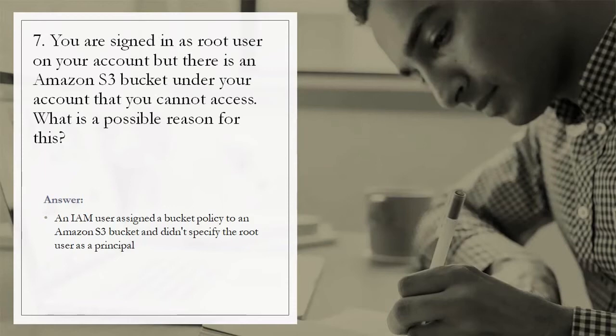With IAM, you can centrally manage users' security credentials such as access keys, and permissions that control which AWS resources users can access. In some cases, you might have an IAM user with full access to IAM and Amazon S3. If the IAM user assigns a bucket policy to an Amazon S3 bucket and does not specify the root user as a principal, the user is denied access to the bucket. However, as a root user, you can still access the bucket by modifying the bucket policy to allow root user access.